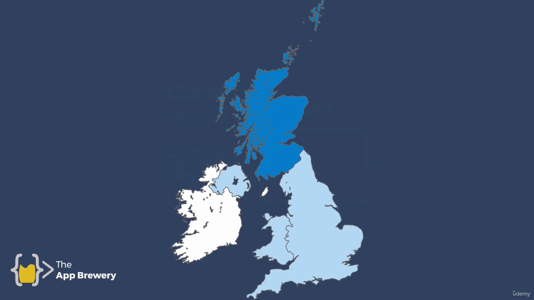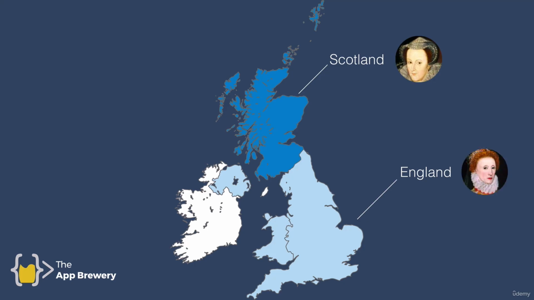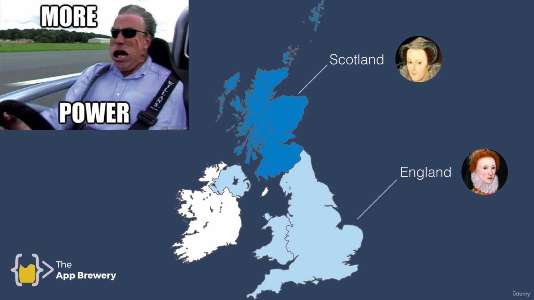So back in the 1500s, on this island that we now call the United Kingdom, there used to be two large areas. One was Scotland and the other was England. And they were ruled over by two queens. Scotland was ruled by Mary Queen of Scots, who was a Catholic, and England was ruled over by Queen Elizabeth I. Now, these two ladies between them controlled the land that we now call the UK, but they each wanted to have more power and more land.